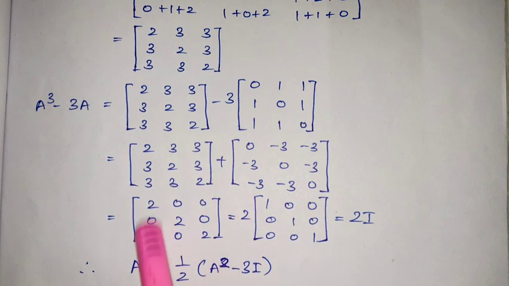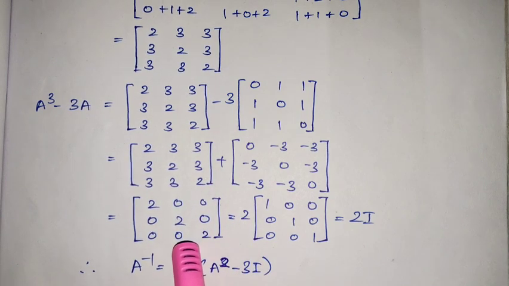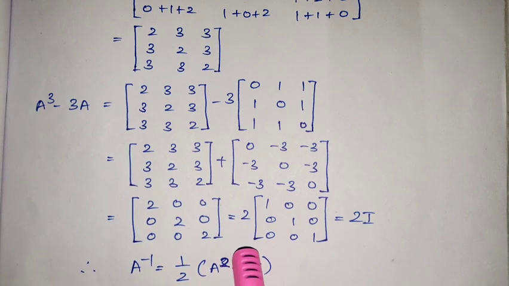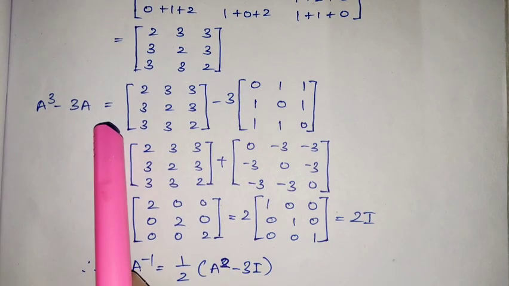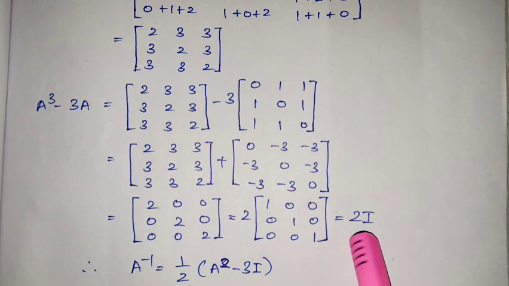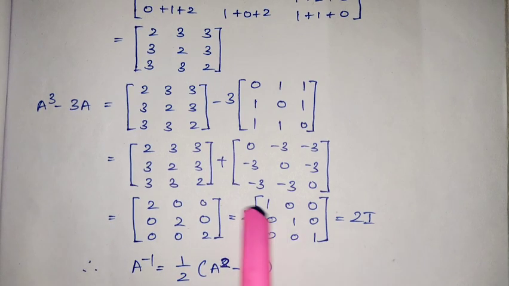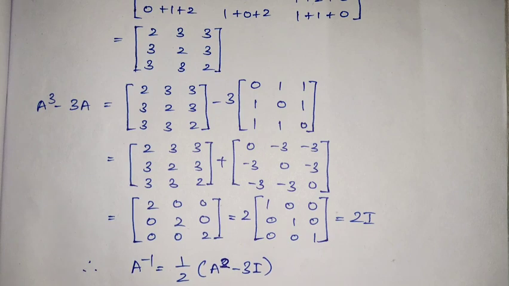Right? Now you see here, 2 is the common element, isn't it? So I can take the 2 outside. So it becomes 1, 0, 0, 0, 1, 0, 0, 0, 1. You know that this is nothing but a unit matrix. So 2 into I. We proved that A cube minus 3A is equal to 2 into I. Therefore, A inverse is equal to 1 by 2 into A square minus 3I. And that's all. Thank you.